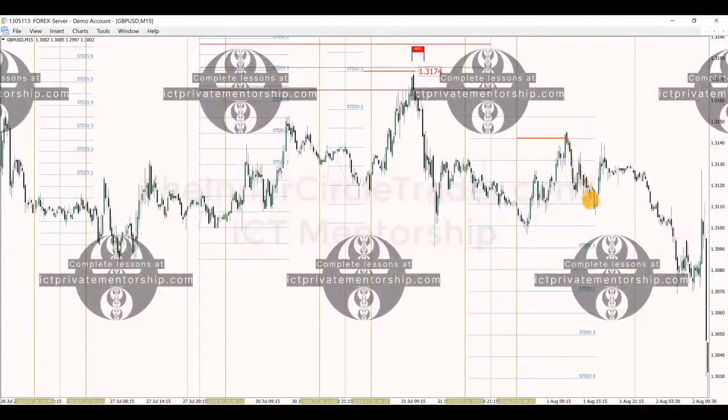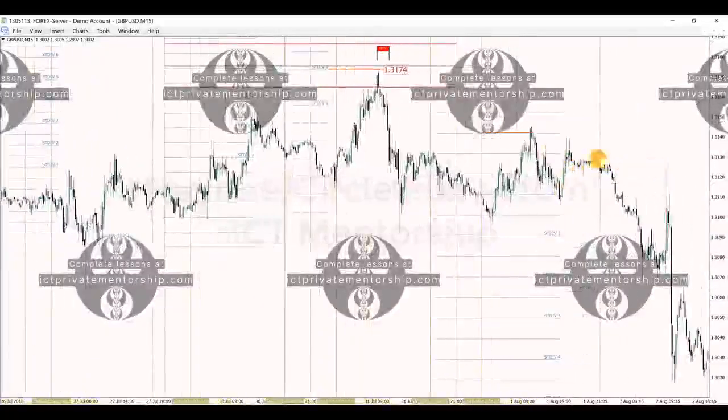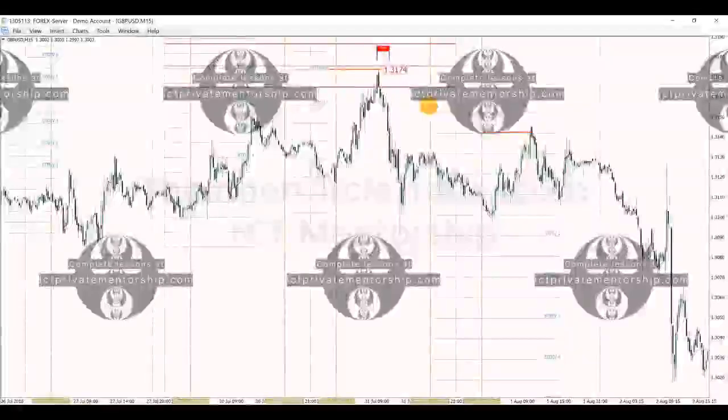And then price starts to drop down, consolidates, okay, goes into Thursday's trading. But look at the standard deviations that are plotted on Monday, Tuesday, and Wednesday. Okay, this is your takeaway for this lesson.